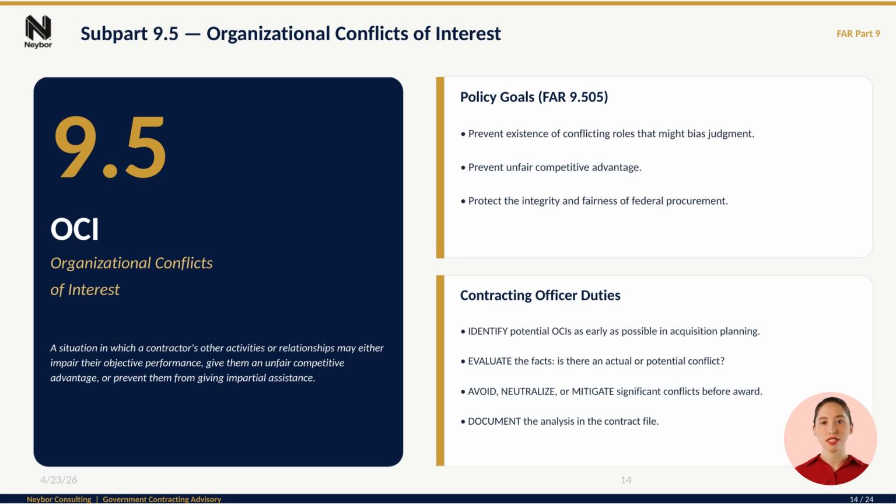The policy goals shown in the top right are about protecting the integrity of procurement: no conflicted advisors, no unfair advantages, and no appearance of favoritism. The contracting officer's duties in the bottom right boil down to 4 verbs: identify, evaluate, avoid, neutralize or mitigate, and document. Crucially, OCI analysis is supposed to happen as early as possible in acquisition planning, not the night before award. If you spot a potential OCI in a proposal you're working on, the right move is to disclose it proactively and propose your own mitigation plan. Hiding it almost never works, and pretending it isn't there is the fastest way to lose an otherwise winning bid.